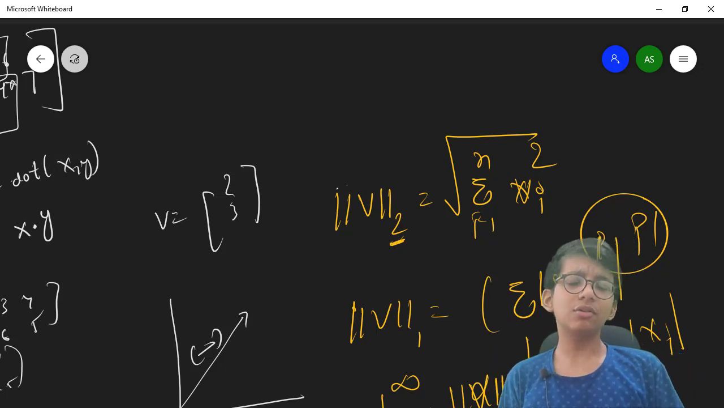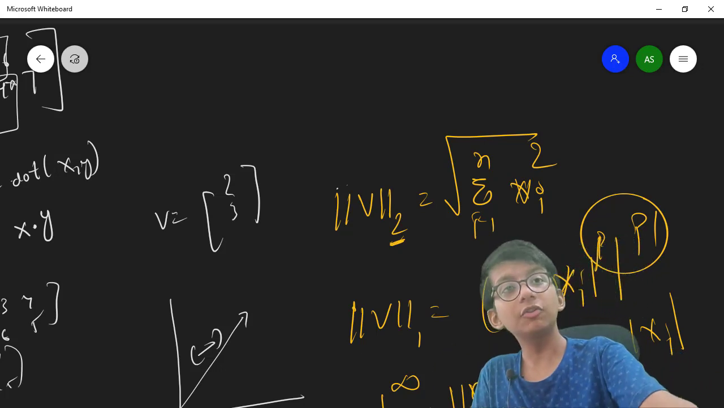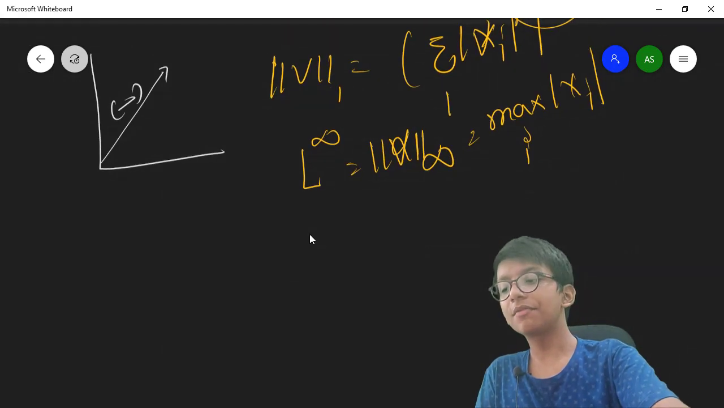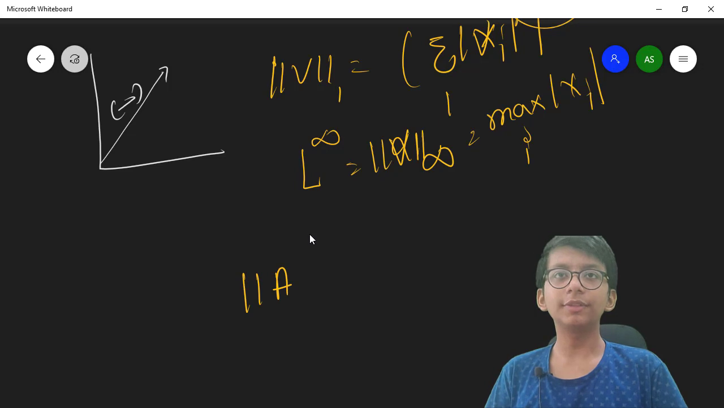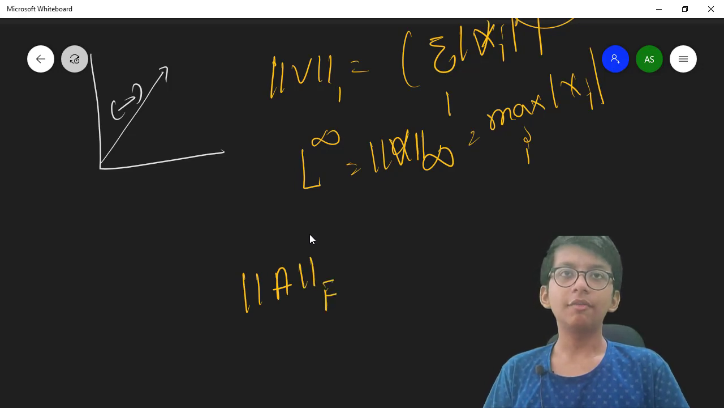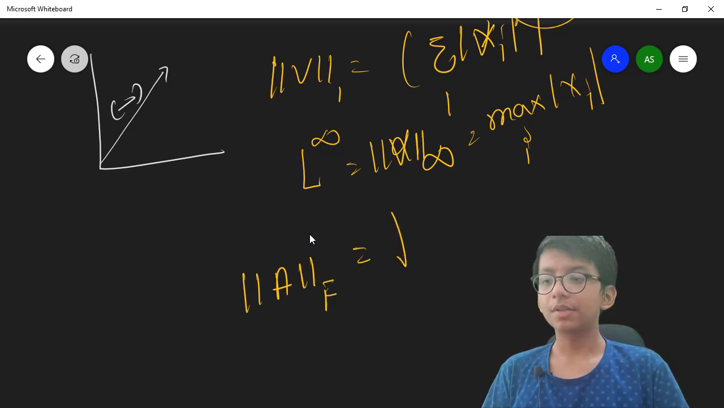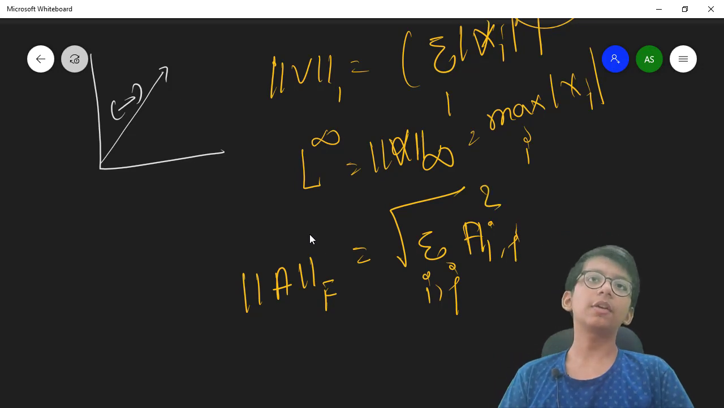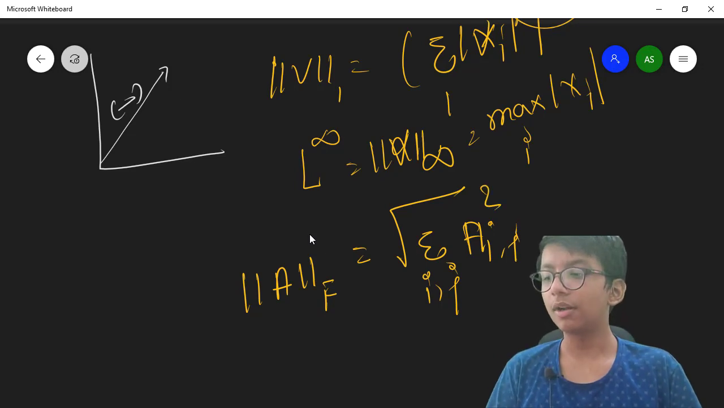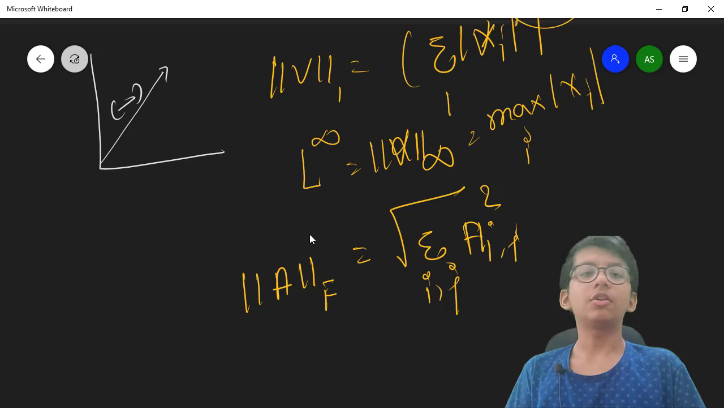Now how do we take out the length of any matrix? For that, we have something called the Frobenius norm. So for example, you want to take out the length of a matrix A. We write F over here, square root of the sum over i and j of A i j squared. Okay, so this is sometimes called the Frobenius norm.